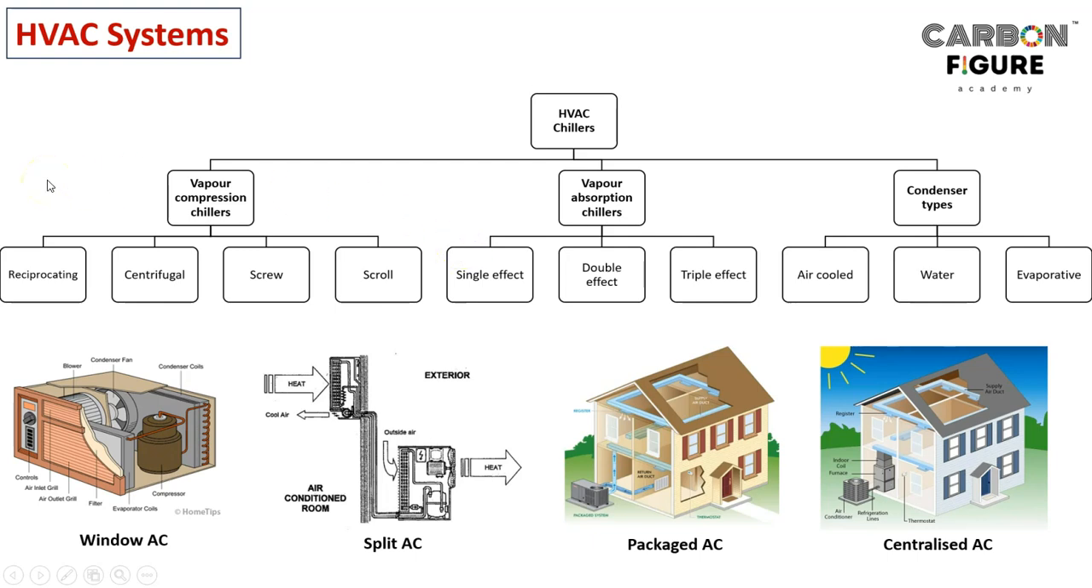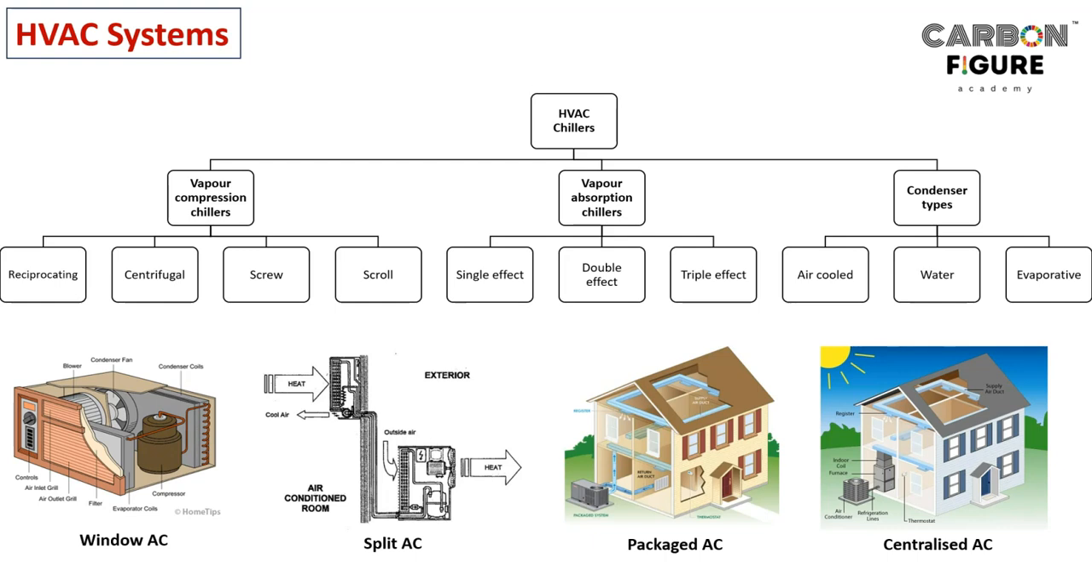So we have different options with respect to HVAC chillers, especially air conditioning. So what are the different types? Vapor compression chillers, vapor absorption chillers, and condenser types, right? So we have the visuals like window air conditioner, split air conditioner, packaged air conditioner, and centralized air conditioner. We know very easily the difference between window air conditioner and split air conditioner. We will get to know about the difference between packaged AC and centralized AC.